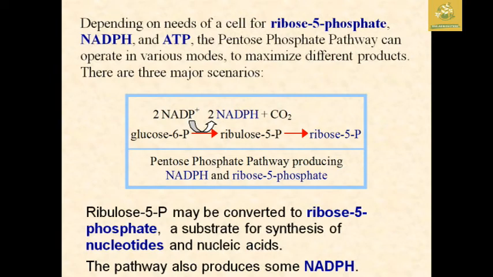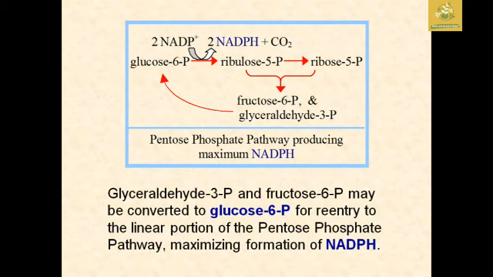And also we see that the glucose 6-phosphate is converted to the ribose 5-phosphate in the presence of NADPH, and the ribulose 5-phosphate may even be converted to the substrate for synthesis of nucleotides and nucleic acid. So this pathway even produces NADPH, which is an energy compound for our body.